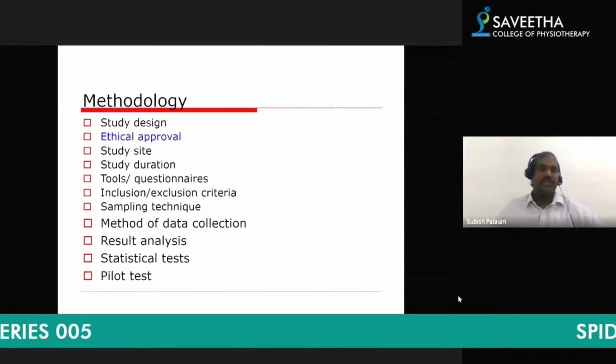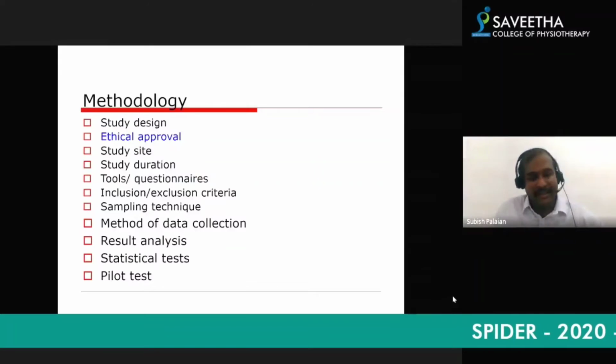Then the next one, of course, is the method of data collection. How do you collect your data? Yes, you can say that.